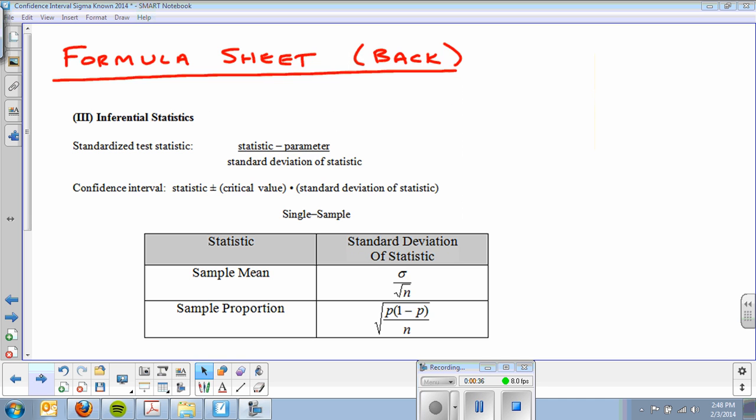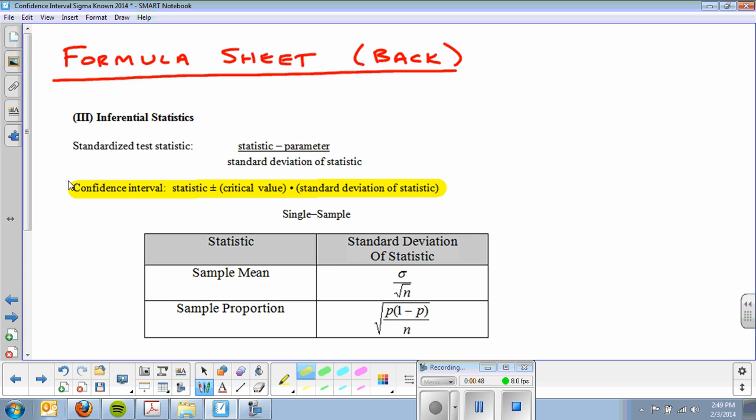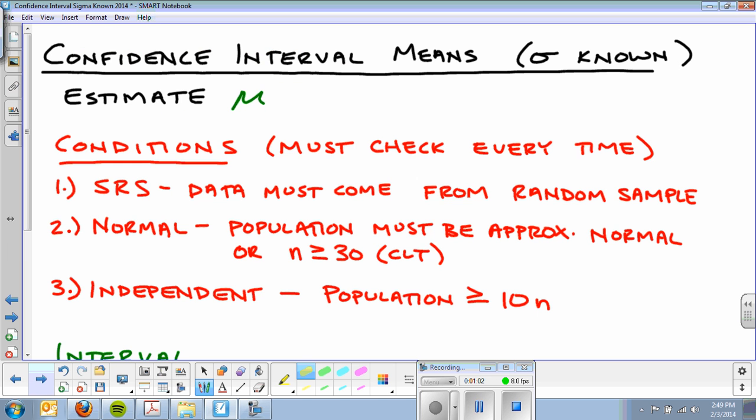Okay. So, quick review on your formula sheet. Again, you have the general formula for a confidence interval, which is the statistic plus or minus the critical value times the standard deviation of the statistic. And we're dealing with sample means in this case, so we have this formula, which again should look familiar. It's pretty easy, sigma over the square root of n. Okay, so again, we're talking about sigma known here, and we're going to estimate mu, the true mean of some data.